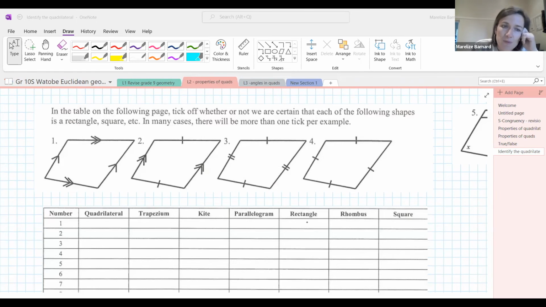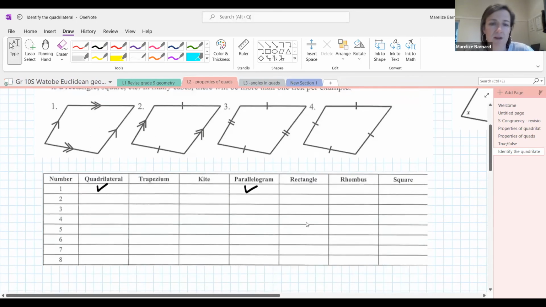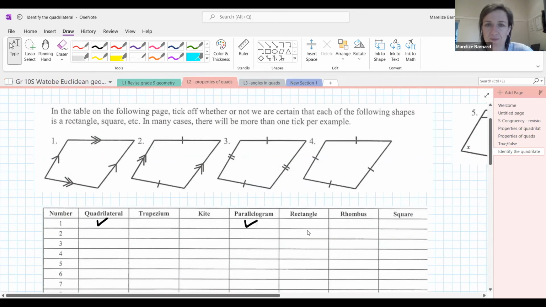So the first one: opposite sides are parallel. First of all, that's a quadrilateral. It's got 4 corners. Opposite sides are parallel, so it can be a parallelogram. And yes, that's it, I would say. Now, you don't have to draw the table. For the remaining 3 questions, you can just write down which ones you would have ticked.